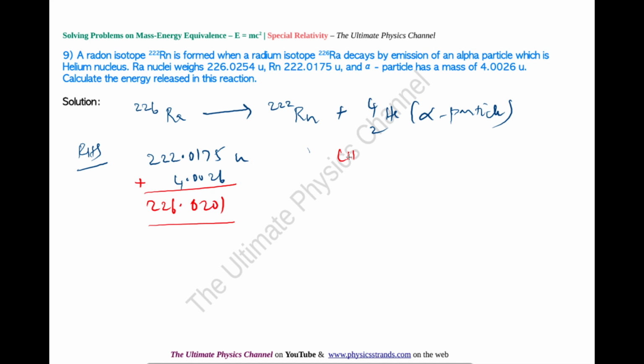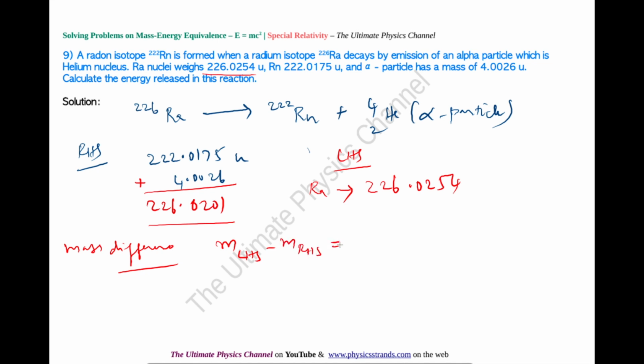And the left hand side is the radium mass, which is 226.02544, radium. Now the difference is basically mass of the left hand side minus mass of the right hand side. That difference, if I calculate, I am getting 0.0053 U. The units are here U.